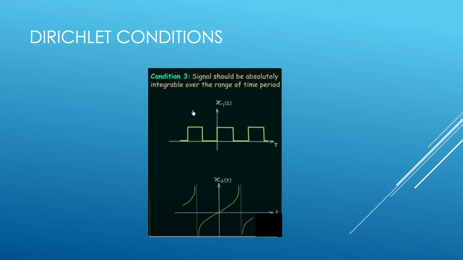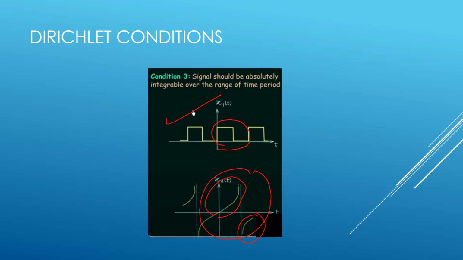Okay. The signal should be absolutely integrable over the range of the time period. It should be integrable in the given range. This function is integrable over the time period. But you can see this is not integrable. This has one value and this has another value. It is discontinuous also, and also is not integrable over the function. So the first function is obeying the Dirichlet conditions.